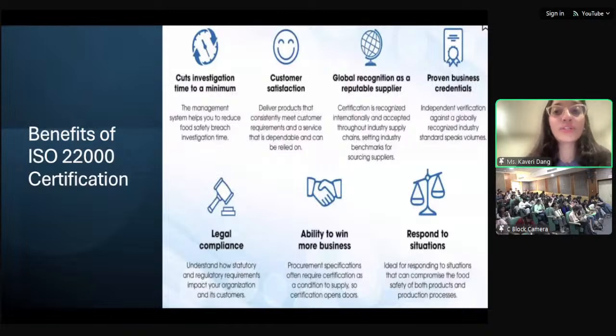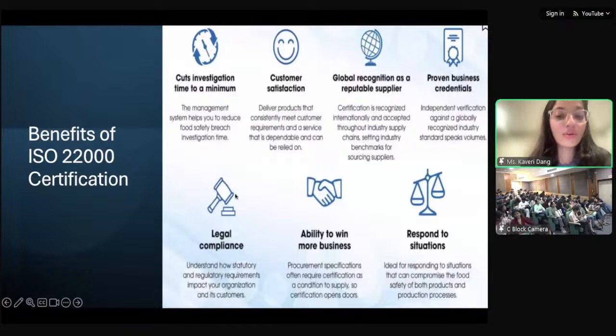And ISO is a globally recognized certification. It's recognized internationally, accepted throughout industry supply chains, setting industry benchmarks for sourcing suppliers. Proven business credentials: it's an independent verification against a globally recognized industry standard, so it speaks volumes of the quality that it's providing.